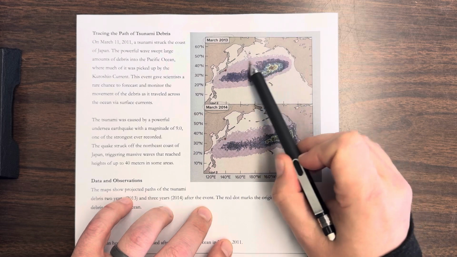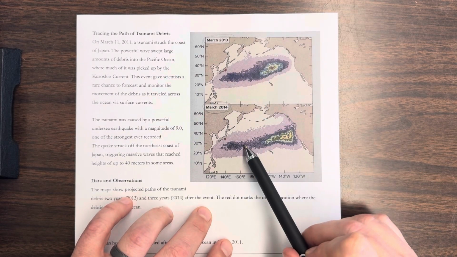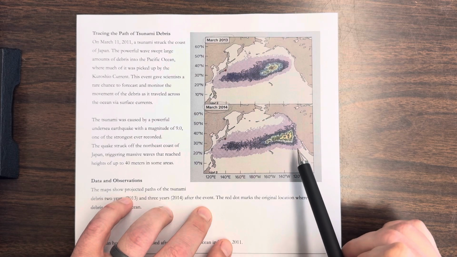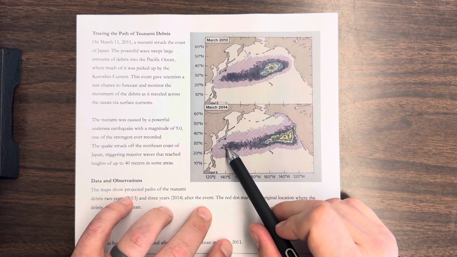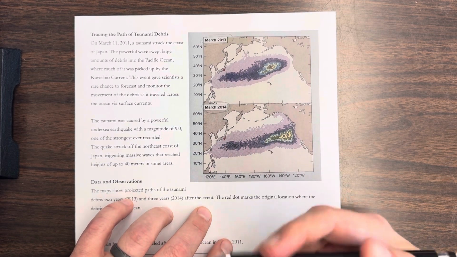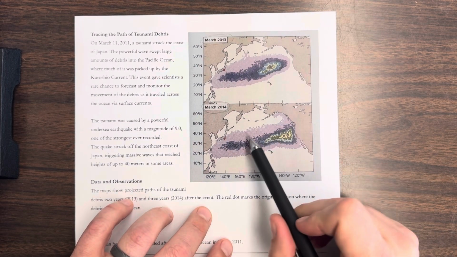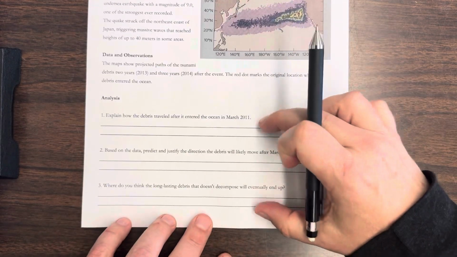And you're looking at this map and the concentration of debris. This is the most concentrated area. And then you're going to see how it's moved as it's floated on top of the ocean. And that's going to tell us something about ocean currents. So we can see the movement of ocean currents based on the movement of all this debris. All right, and then you answer the questions down here.